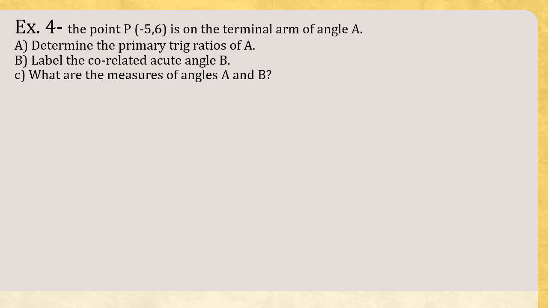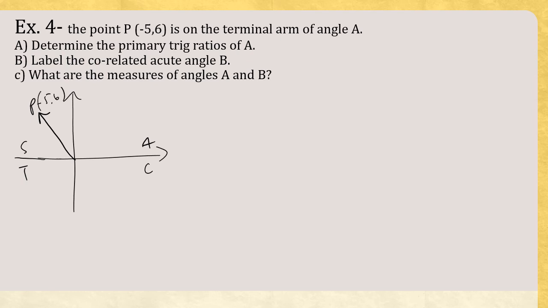Okay. X and Y axis to start. CAST. Perfect. Negative 5, 6, that's over here. So there's the point P, negative 5, 6. Bowtie rule. Triangle goes down.